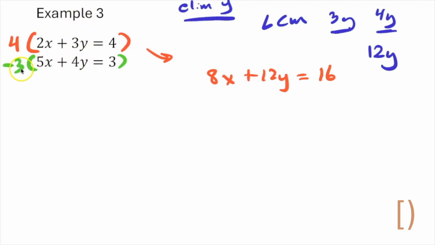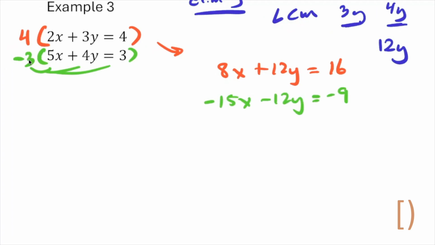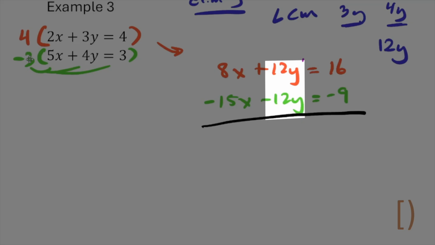If you don't do that, then you have to subtract, and subtracting always makes things a little more complicated. I know it's the same, but it does. So I always just like to multiply by -3 if I need to make them different signs. So let's multiply this whole row by -3. So you get -15x minus 12y equals -9. Now we should be able to add these and have a variable cancel out. And what luck, the y's do cancel out.